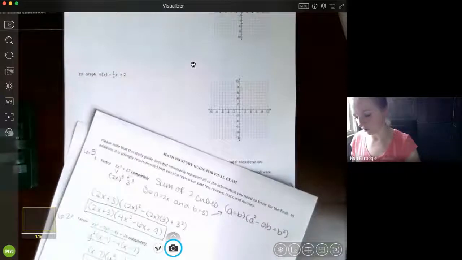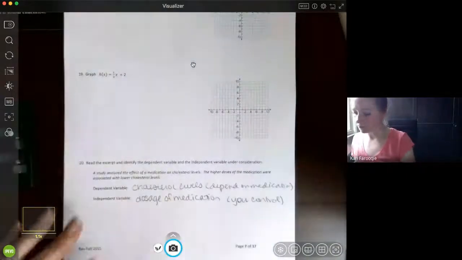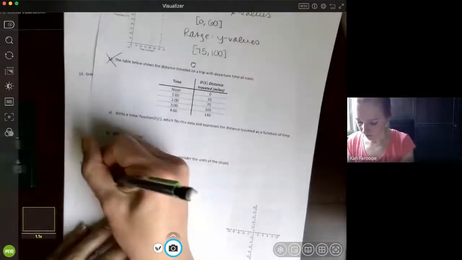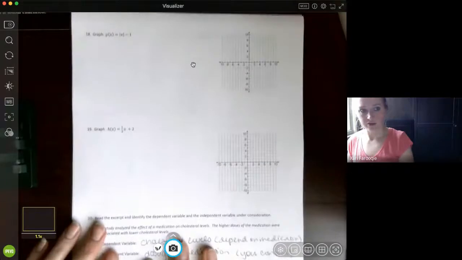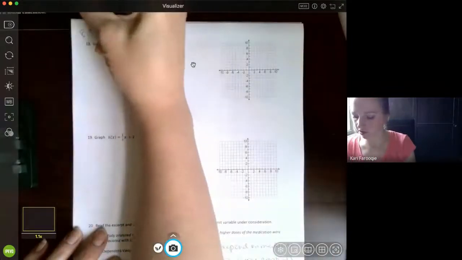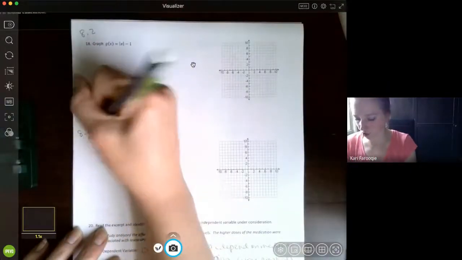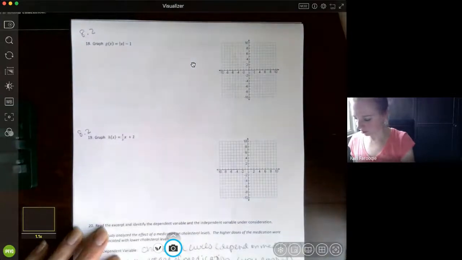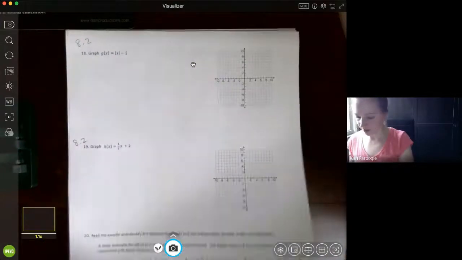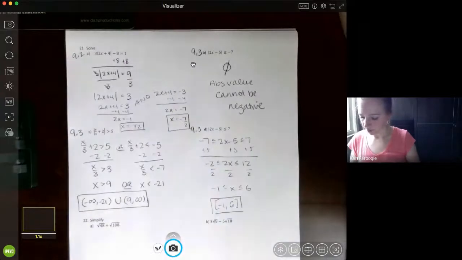I will post the solutions. These are also from 8.2. Might as well mark that. 8.2. And we did one of each of these in 8.2. We did an absolute value graph, we did a cubic graph, and we did a radical graph with a square root. Okay. This was all stuff from chapter 9.